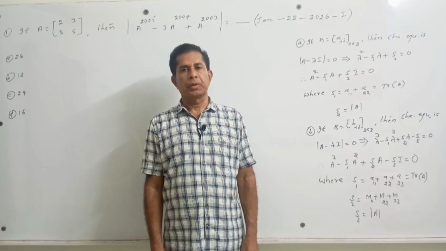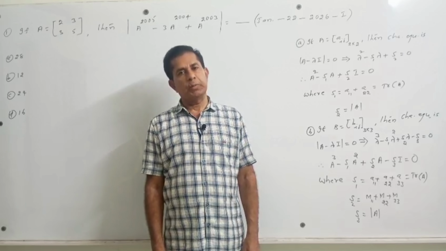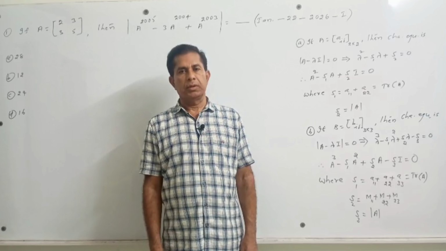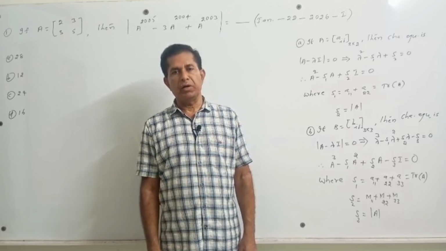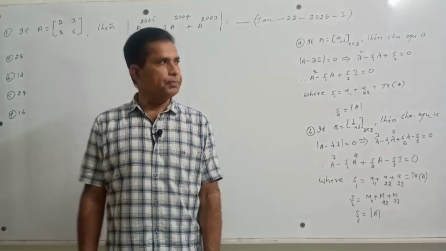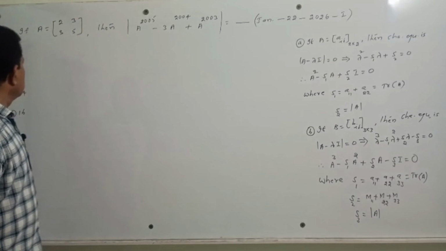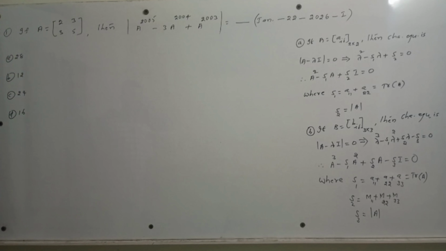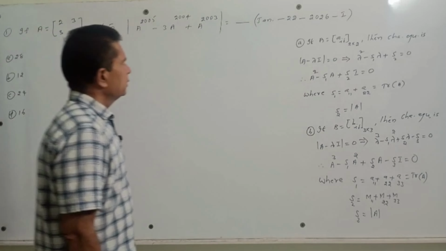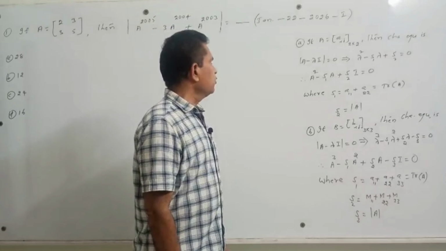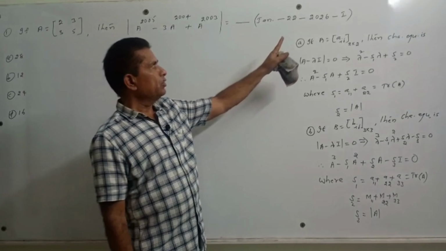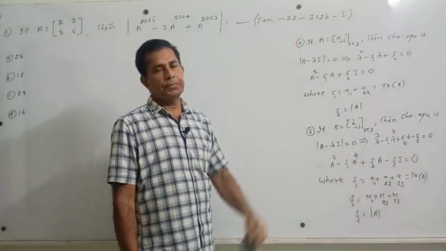Hi everyone. In this video, I will explain two PYQs based on Cayley-Hamilton theorem. C1 PYQ. If matrix A is equal to 2, 3, 3, 5, then determinant of A to the power of 2005 minus 3 into A to the power of 2004 plus A to the power of 2003 is equal to dash. This problem was given on January 22nd, 2026 in shift 1.